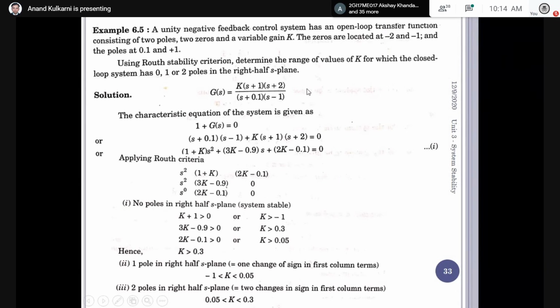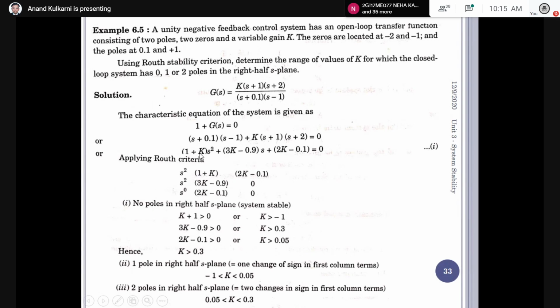So add 1 to this. So it will become K into S plus 1 into S plus 2 plus S plus 0.1 into S minus 1 that you will get. And that equated to 0 means the denominator goes off. Then arrange in the decreasing order of S. So it will become 1 plus K into S square plus 3K minus 0.9 into S plus 2K minus 0.1 is equal to 0. Now arrange the Routh array.